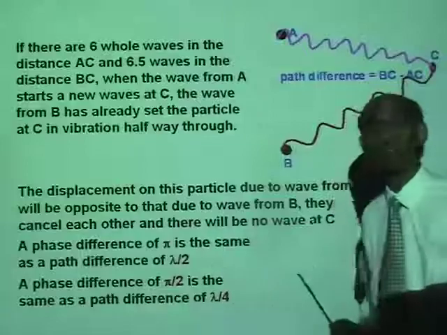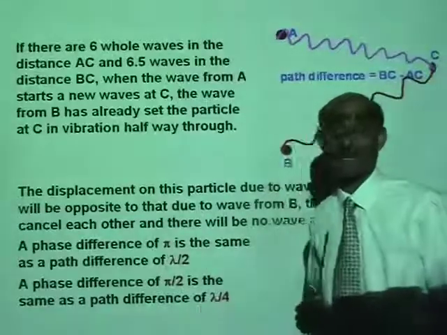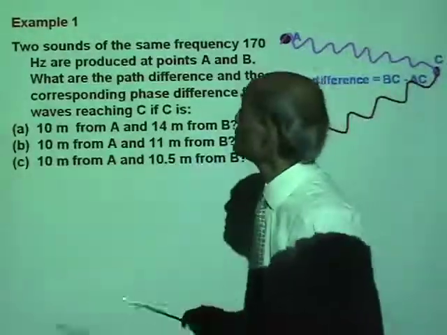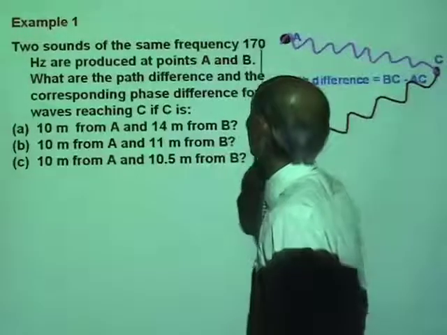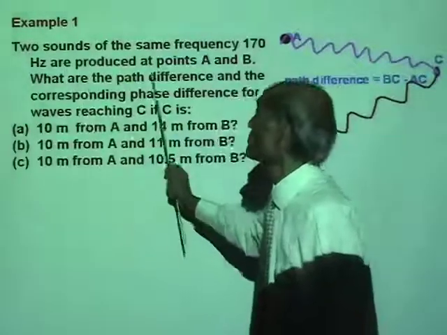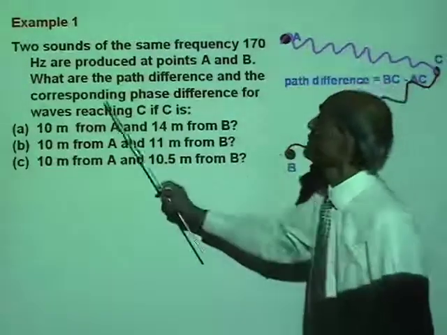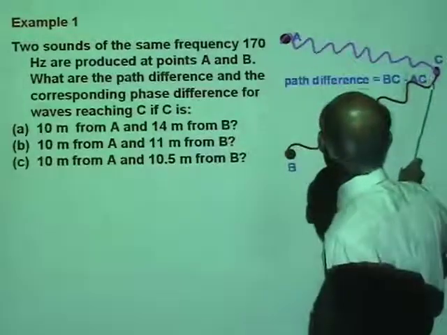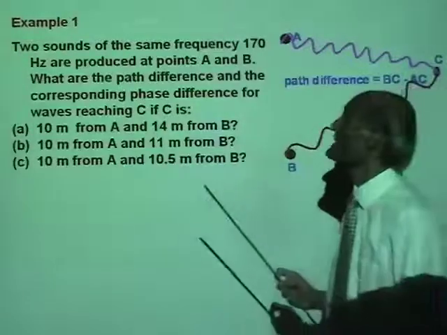as a path difference of lambda by 4. I wrote down this for you in the beginning earlier on. Let's do an example. Two sounds of the same frequency, 170 Hertz, are produced at points A and B, and these waves are detected at point C.